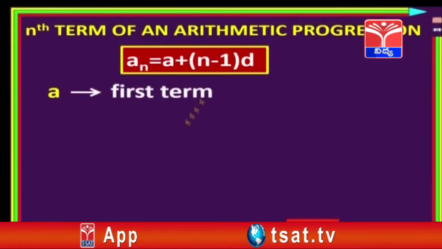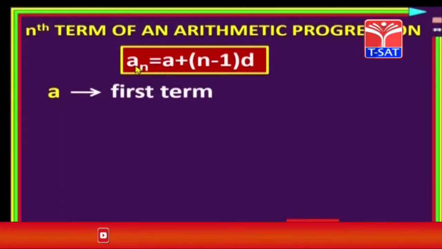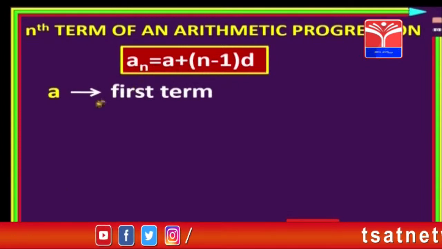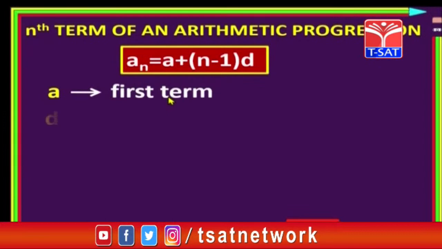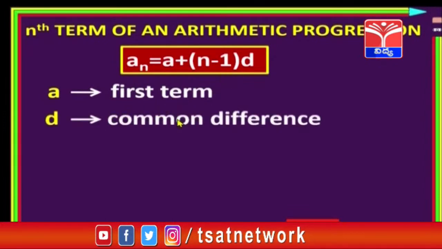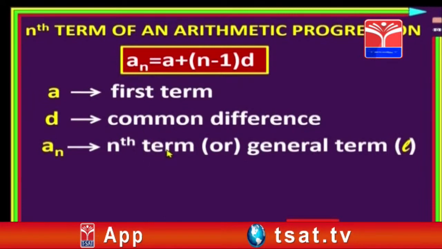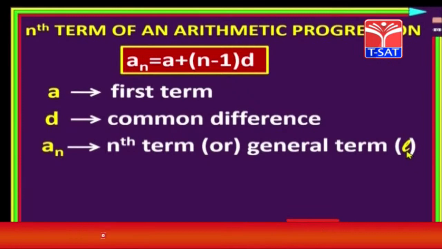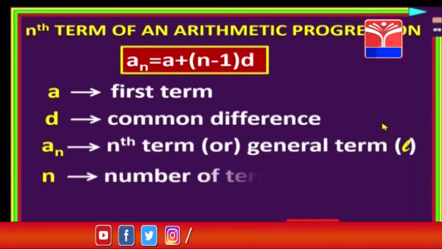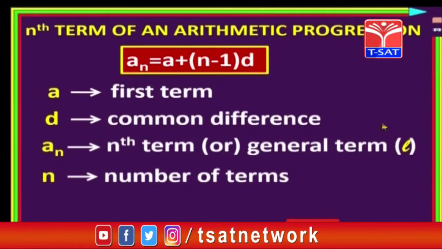So the nth term is An equal to a plus (n minus 1) into d. In this, what is a? A is the first term. What is d? D is the common difference. And what is An? It is also called the nth term or general term. It is sometimes denoted by L, and rarely by B also. And what is n? n is the number of terms in the given progression.